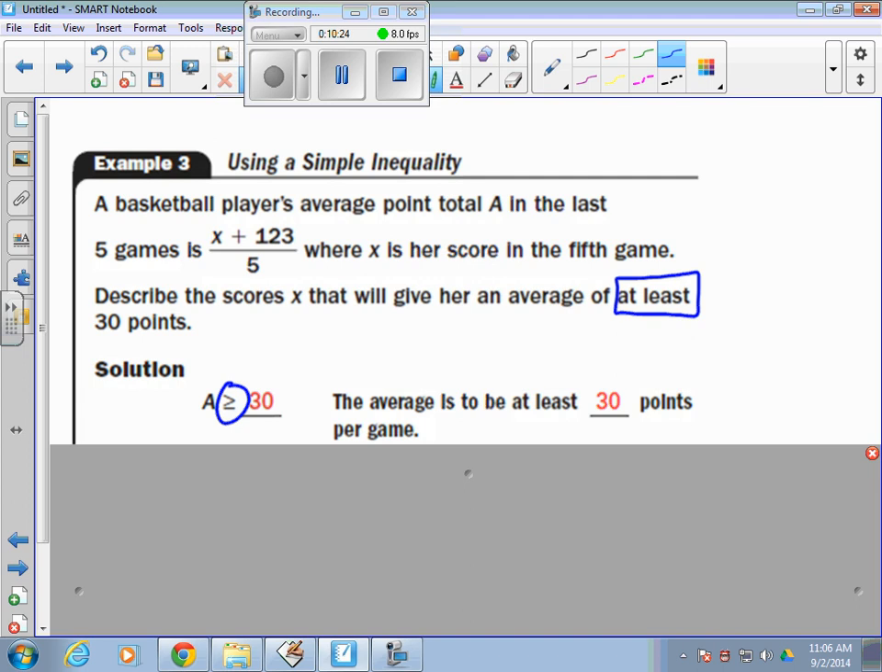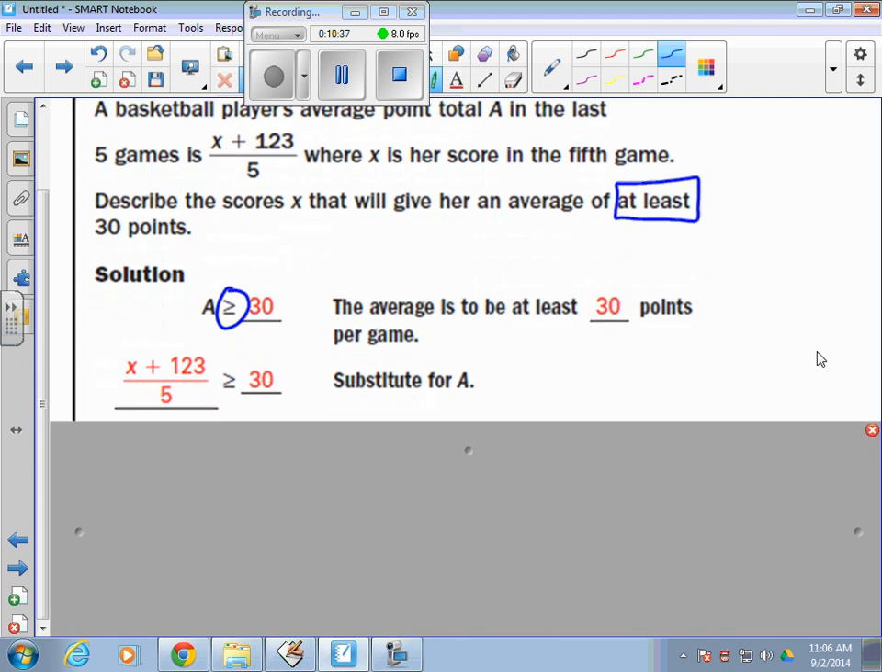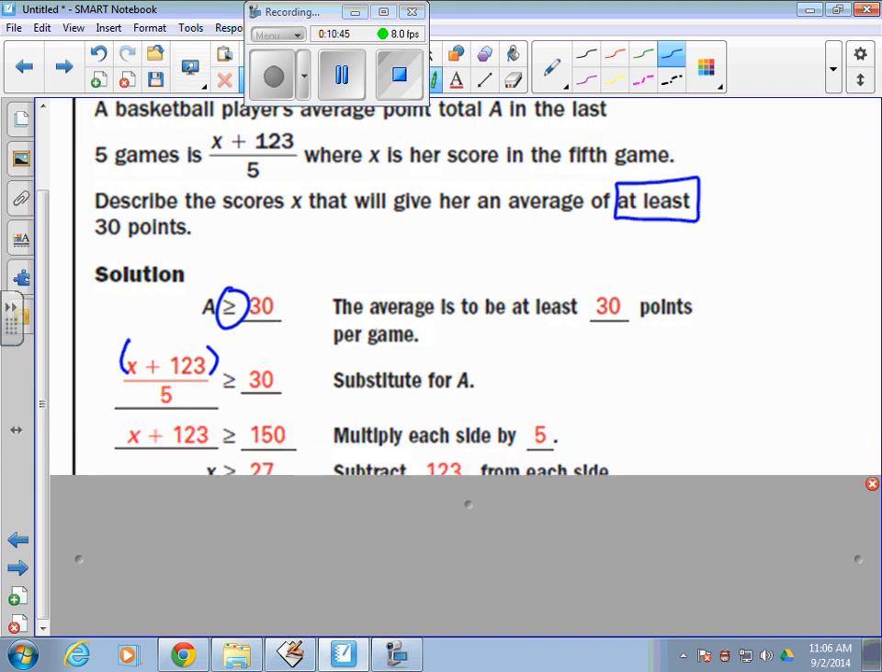So the average has to be at least 30 points per game. X plus 123 over 5, we had that earlier, is now greater than or equal to 30. So you work your order of operations backwards. Normally you would get rid of plus 123, but this acts as if it has parentheses around it. So you have to cancel out the division by 5 first by multiplying both sides by 5. When you multiply the left by 5, it cancels that out. When you multiply the right side by 5, 30 times 5 is 150.